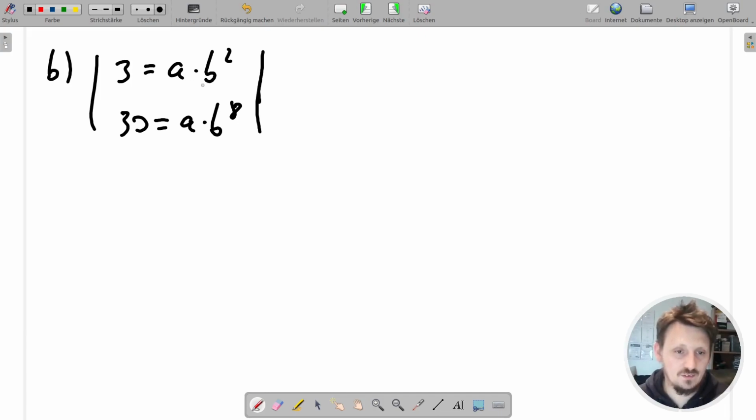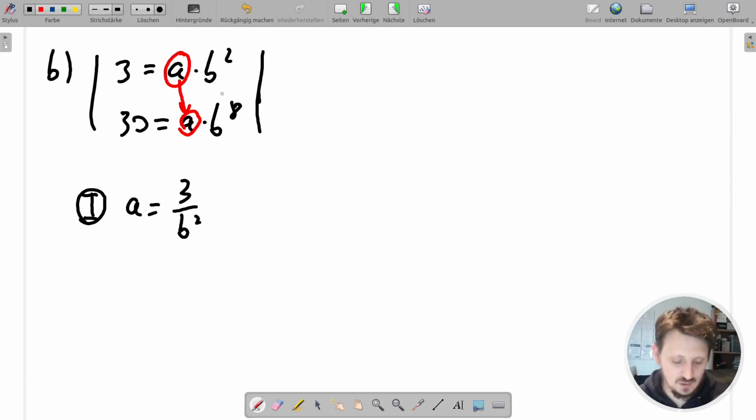The easiest way, I mean, there are many possibilities for how to do that, but the easiest way I would recommend is to solve this here for a and then insert this into the second equation. So this into this. And this we will do now. We will take the first equation, number 1, and solve this for a, which gives a equals 3 divided by b squared. This is not so problematic.